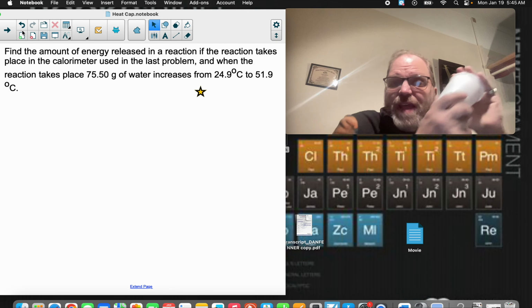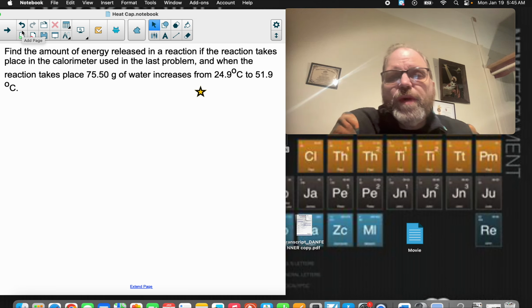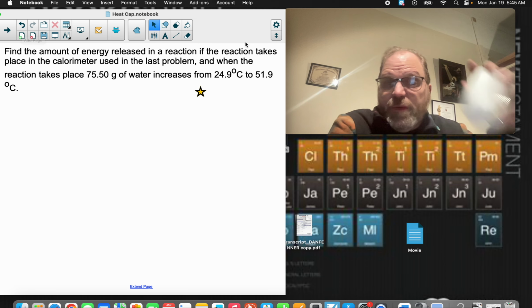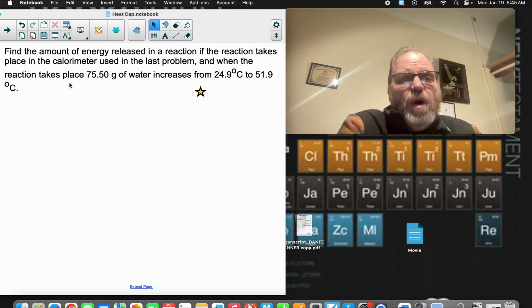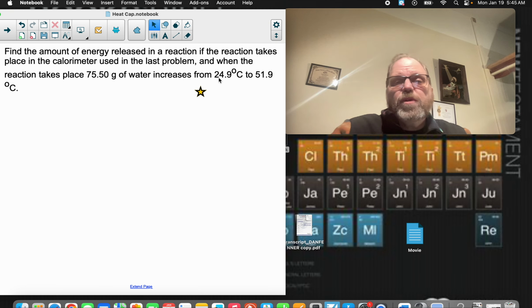We're going to use that value in a problem. We're going to find the amount of energy released in a reaction that takes place in the calorimeter, using the last problem. When the reaction takes place, 75.5 grams of water in the calorimeter goes from 24.9 degrees Celsius to 51.9.